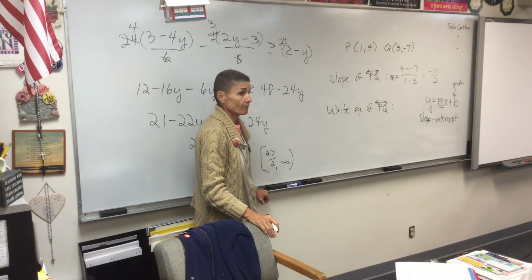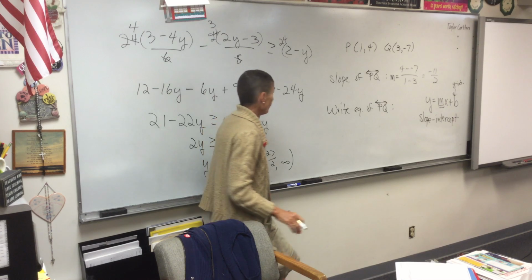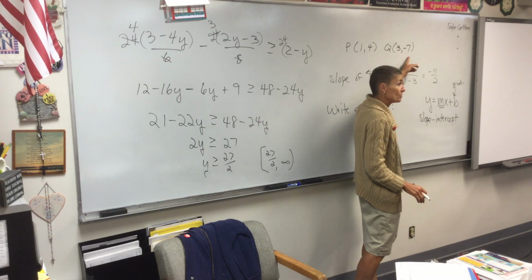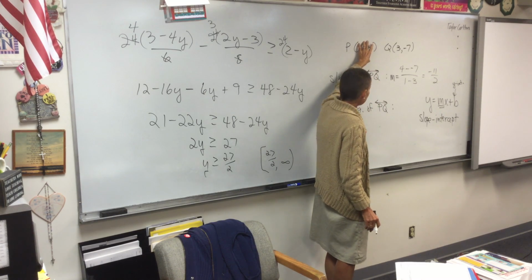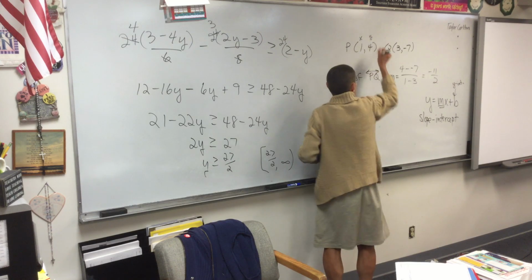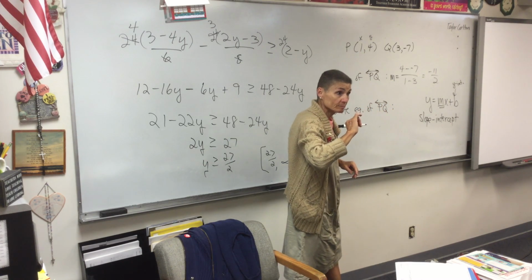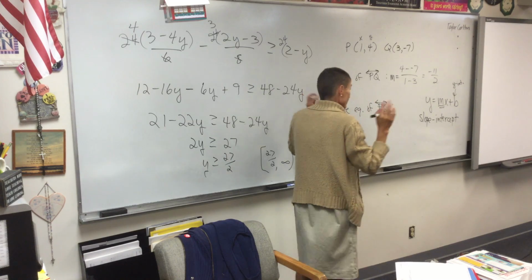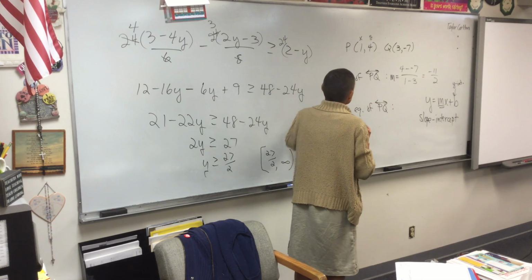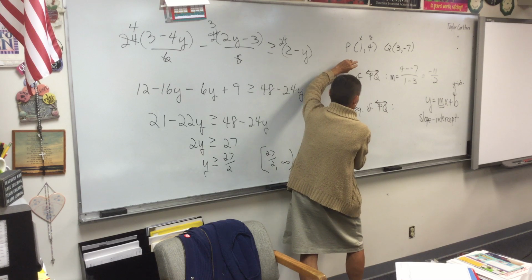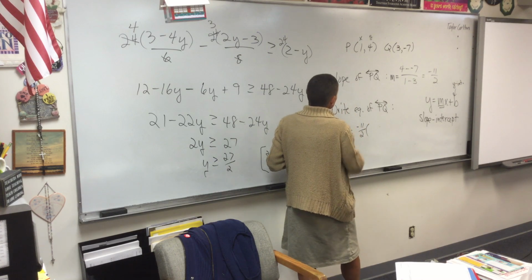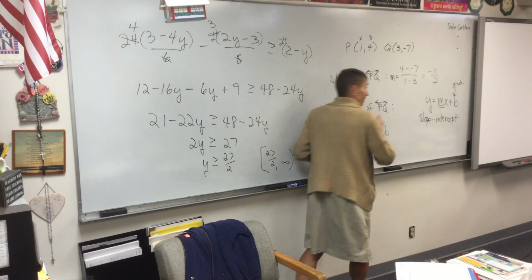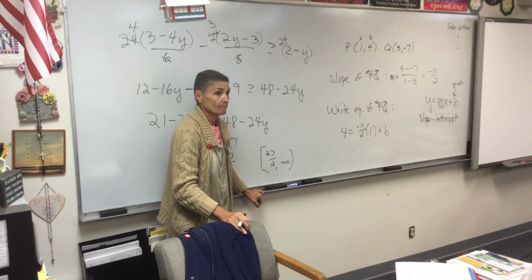How do we get there? Remember what to do? Take one of your points, and it doesn't matter which point you use. This one looks easier to me, so I'm going to use this point. And this is my x, and this is my y. So I'll go back to my slope-intercept formula, and I'll put 4 in for the y, negative 11 halves in for m, 1 for x, and I will figure out b.